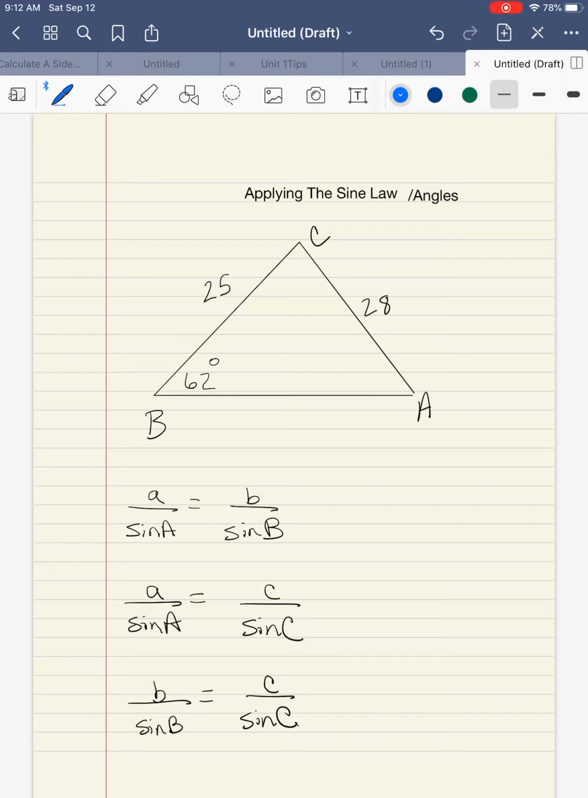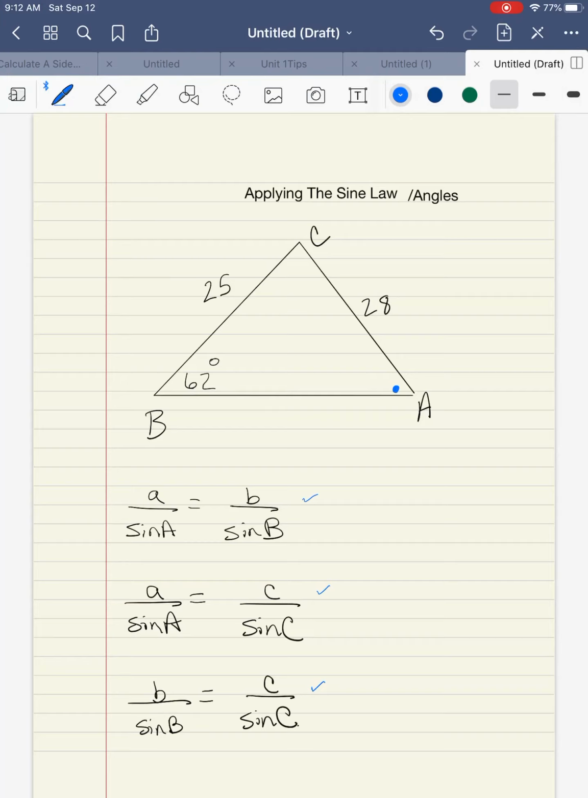So right down here, I've got all the ratios that make up the sine law. So you can see them here. I'm not going to read them out. But you're going to need to choose one of those ratios in order to calculate the angle that you are going to try and calculate. So in this triangle here that I've got, I want to try and calculate angle A. That's the one I want to calculate the value of.